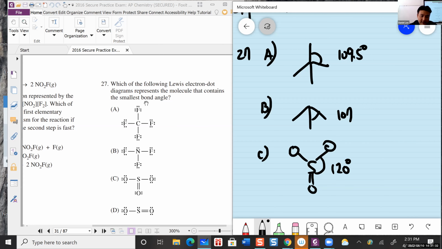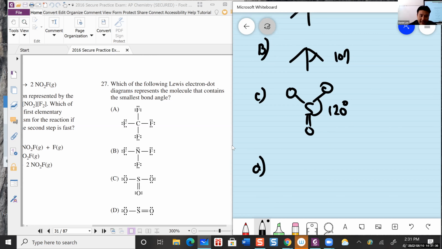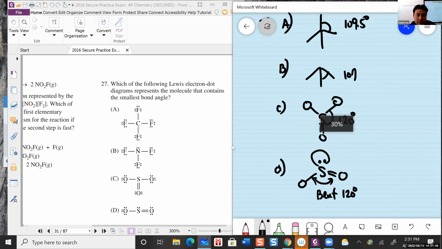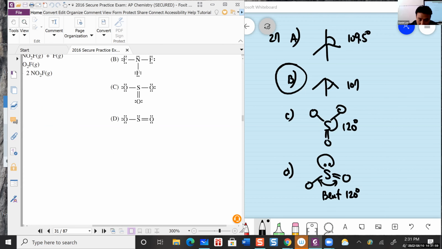We want the smallest bond angle. And the last one is bent. I know it looks linear, but it's not linear. Again, sulfur, this is bent, and this bend is approximately 120 degrees, yeah? So you're looking for the smallest angle. The answer is B, trigonal pyramid. That lone pair pushes the bonding electrons closer together. So 27 is B. All right, let's look at the next one.